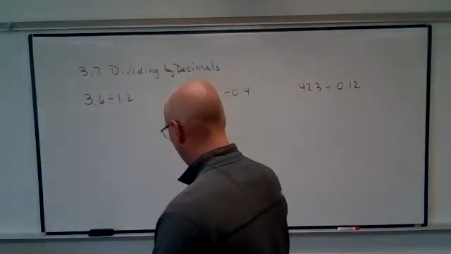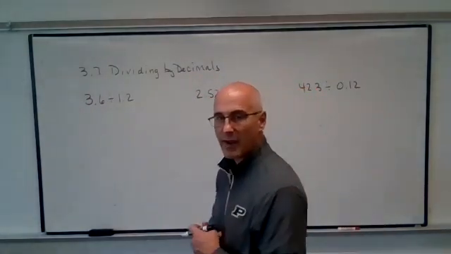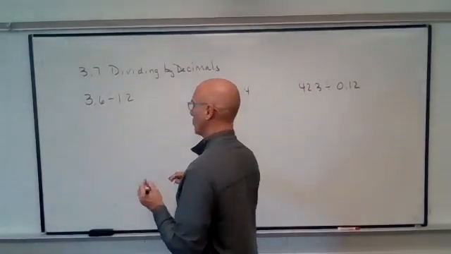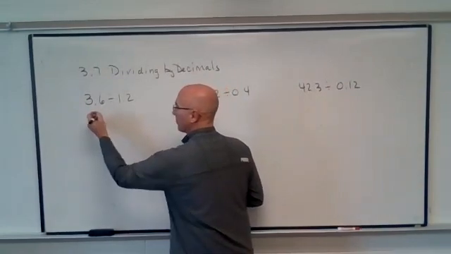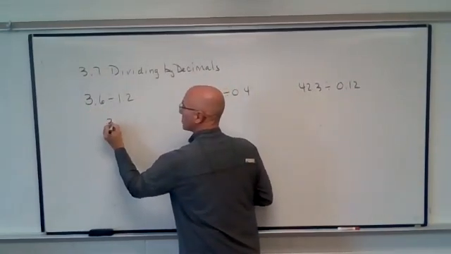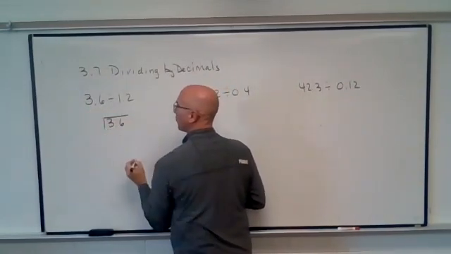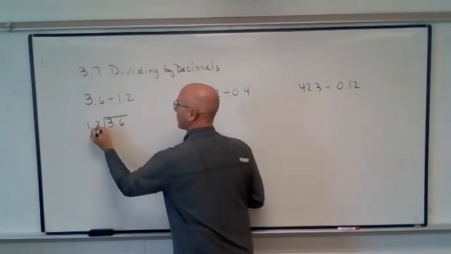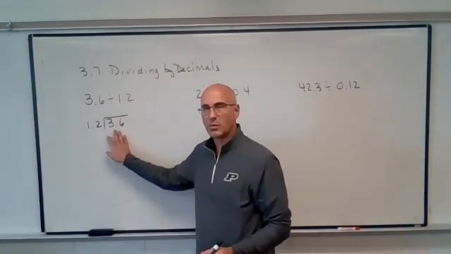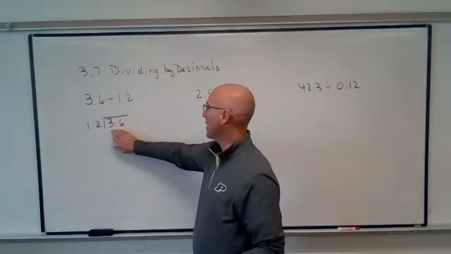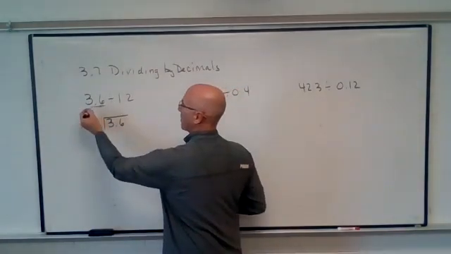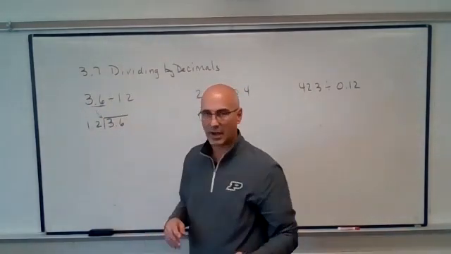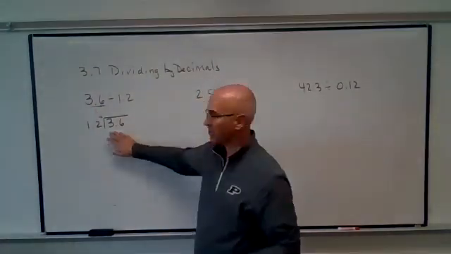The first one is 3.6 divided by 1.2. So I'm going to put this in our long division box, 3.6 divided by 1.2. We always have to make sure we put the right number inside the box. So that first number is what goes inside. Right? That is our divisor.